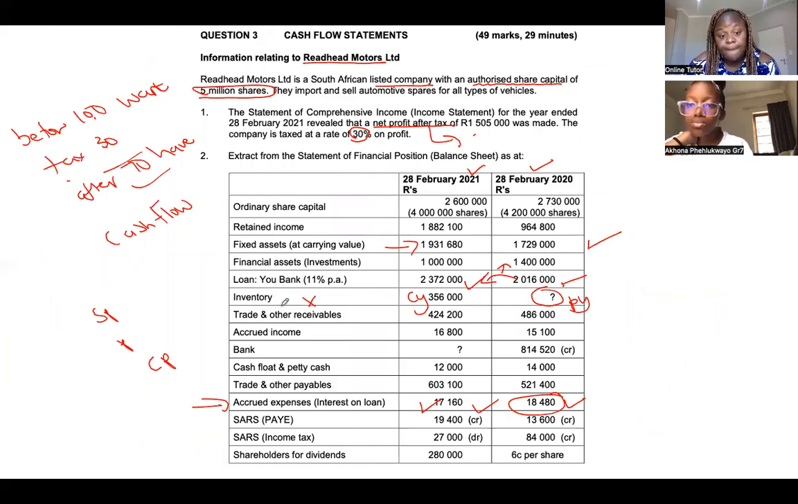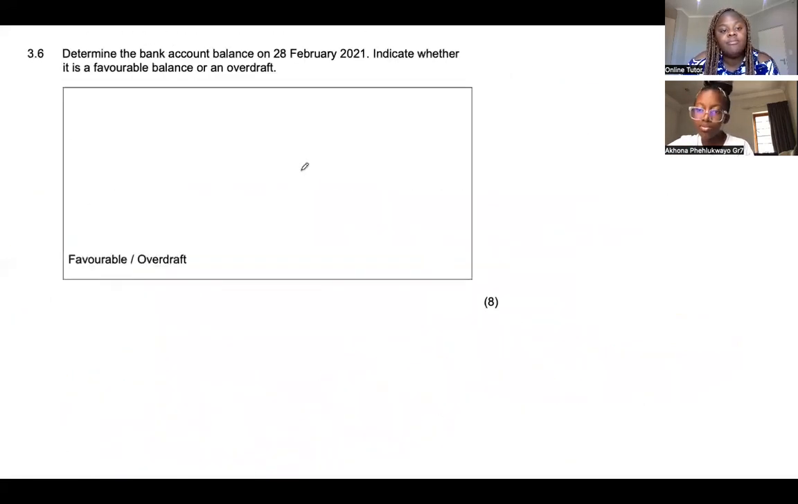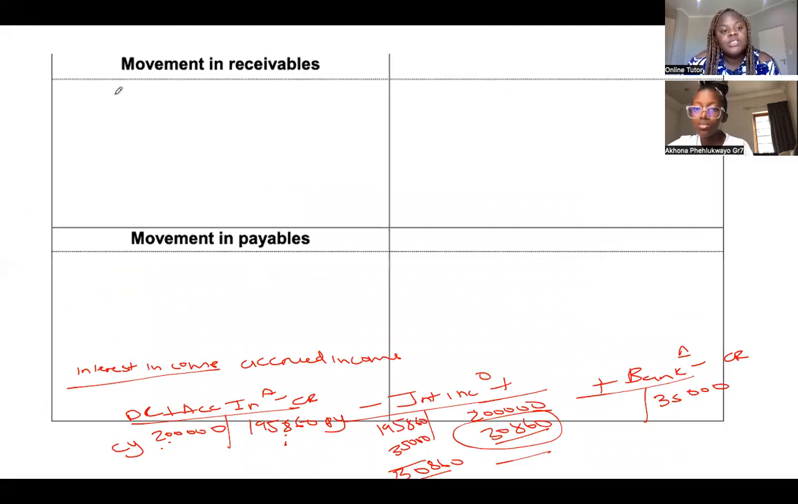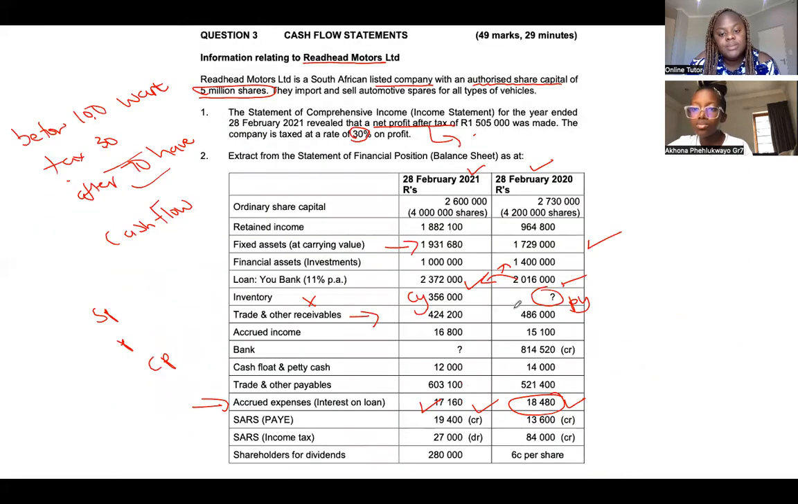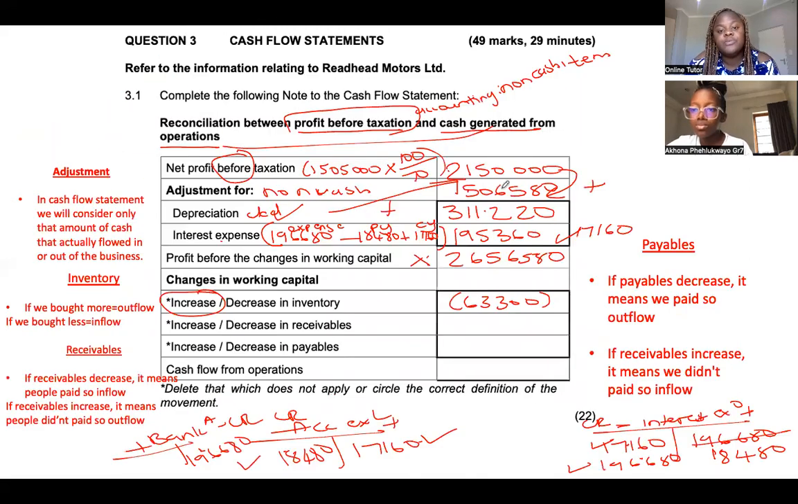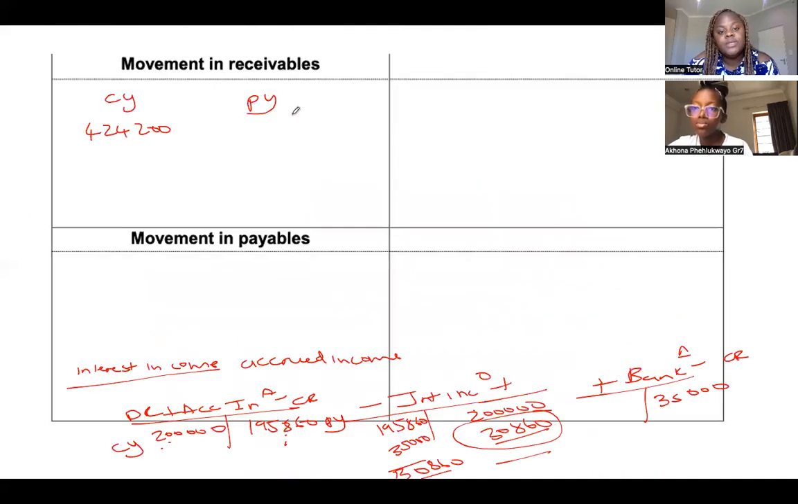Let's quickly look for it. There's our inventory. All right. So what do we know? We know that we have current year of 424,200. So let's go and put that in. So we have current year, we have prior year, we have 424,200. And what else do we have? We have prior year of 486,000.